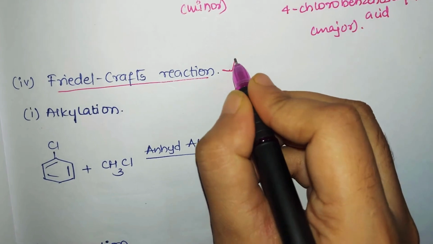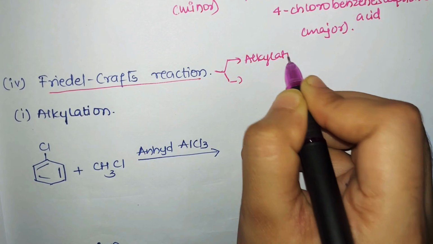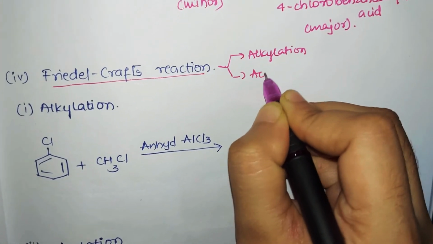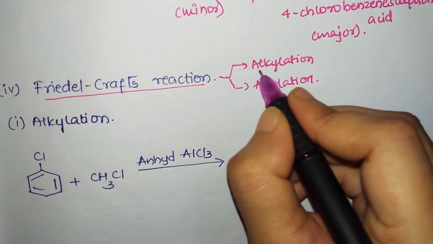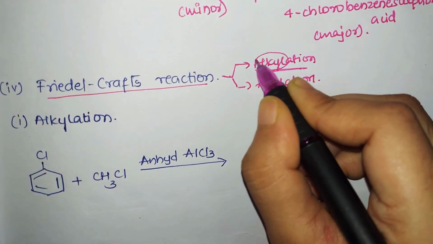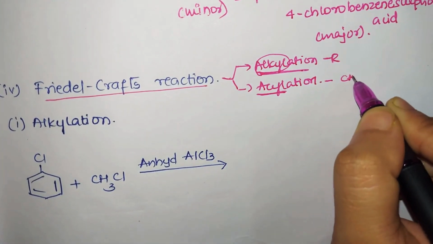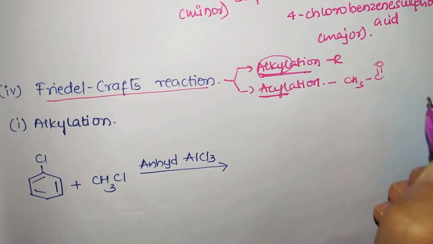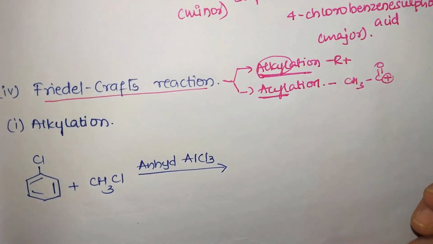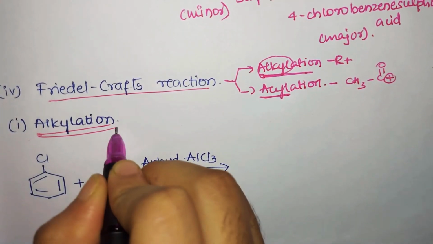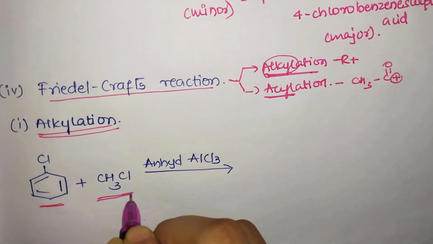Next is the Friedel-Crafts reaction. In the Friedel-Crafts reaction, we'll study two types, that is the alkylation reaction and the acylation reaction. In alkylation, we are introducing an electrophile into the aryl halide. The electrophile in alkylation is the alkyl group, in acylation it is the acyl group, that is CH3C double bond O plus. Here R plus will be our alkyl electrophile, whereas the acyl electrophile is CH3C double bond O. So we'll study the first one, the alkylation reaction.